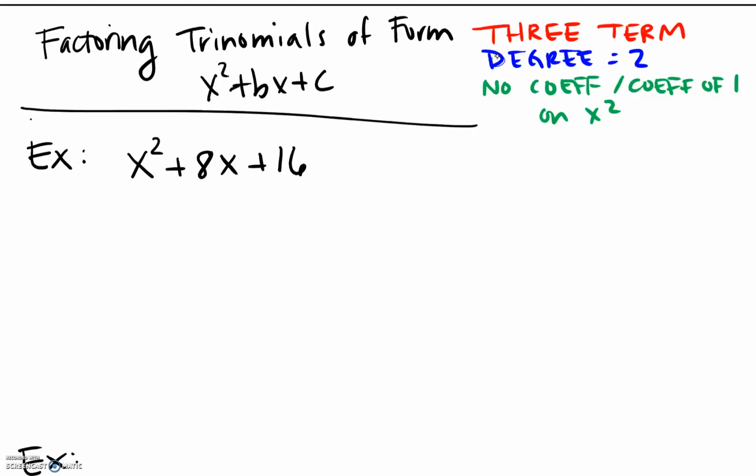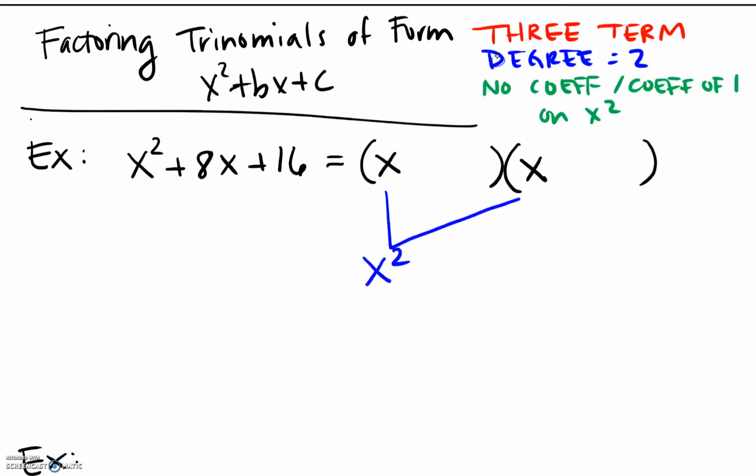So this first question is definitely in that format. We have a degree 2, 3 terms, nothing in front of the x squared, so we're good to go. What this is going to come down to is that whenever we distribute these little binomial terms, whenever we do that FOIL that you probably remember from high school, this has got to be something that looks like this. We need to have an x and an x in the first terms of both of those binomials.